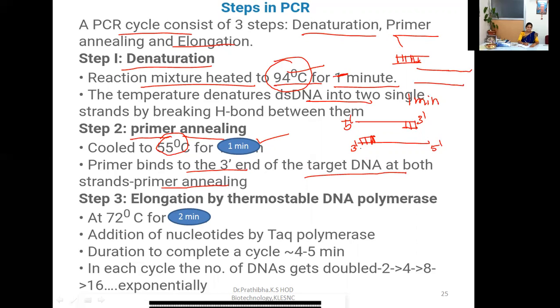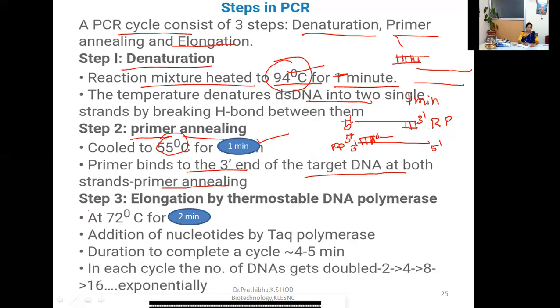We have two types of primer, no? This primer, which is moving like this, 5 prime to 3 prime, will be known as the forward primer, whereas in this case, this primer will be known as the reverse primer.